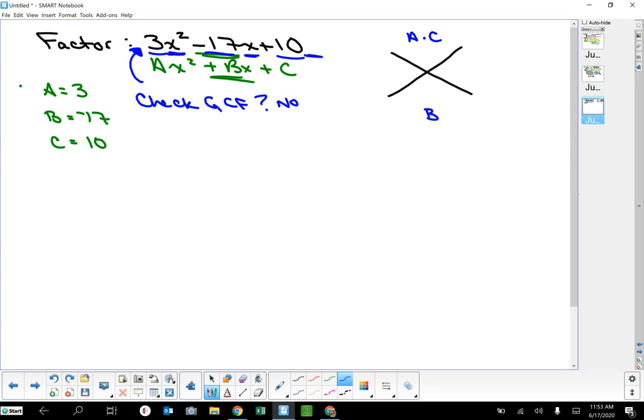Okay, so you're going to go ahead and multiply a times c. Well, a is 3 and c is 10, so a times c is 30. And if there were negatives on here, you would take those too, okay? And then b is negative 17.